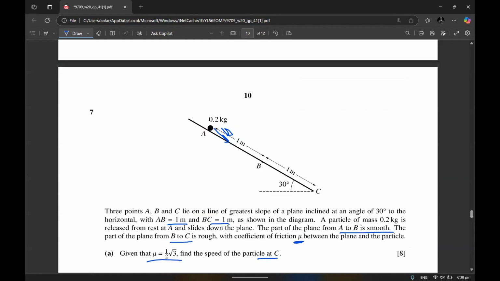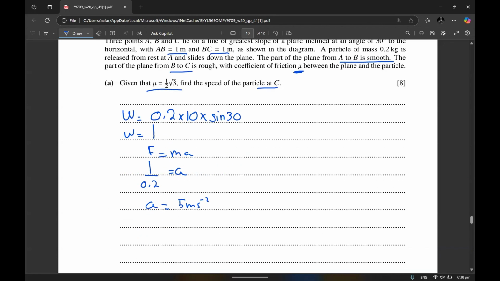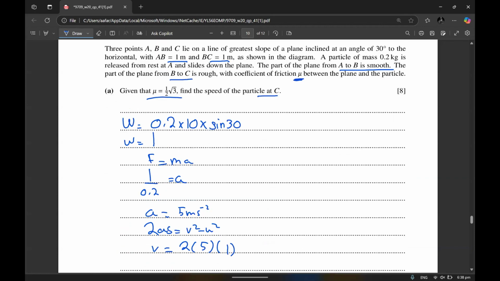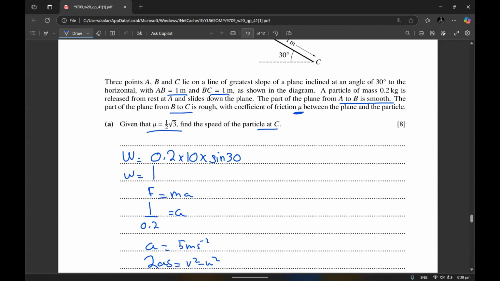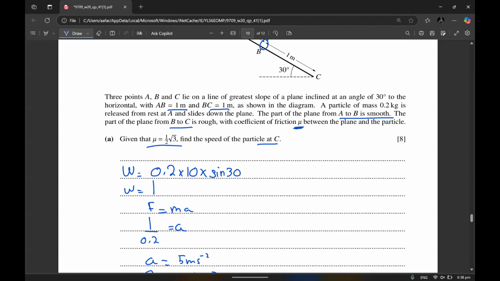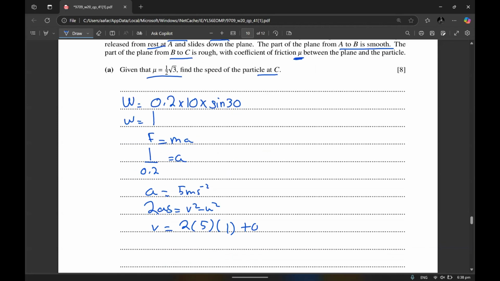Okay, so what will be the speed at this point? We know that 2as is equal to v squared minus u squared. The initial velocity is 0, since it is released from rest, with acceleration 5, and the distance is 1, or the displacement, same thing. So v is basically under root 10.